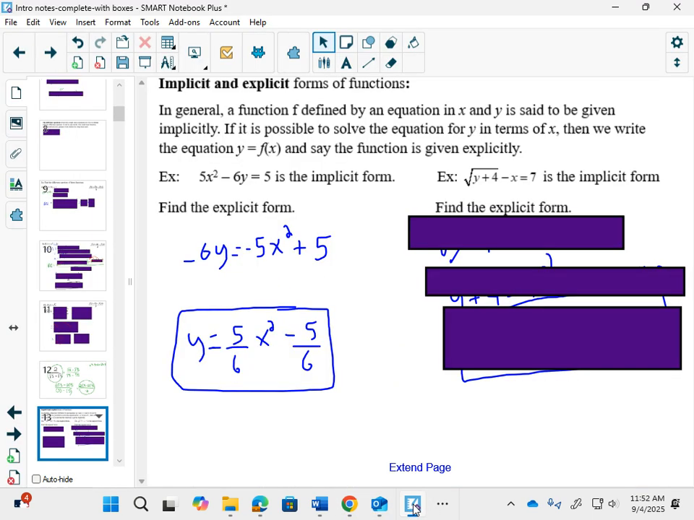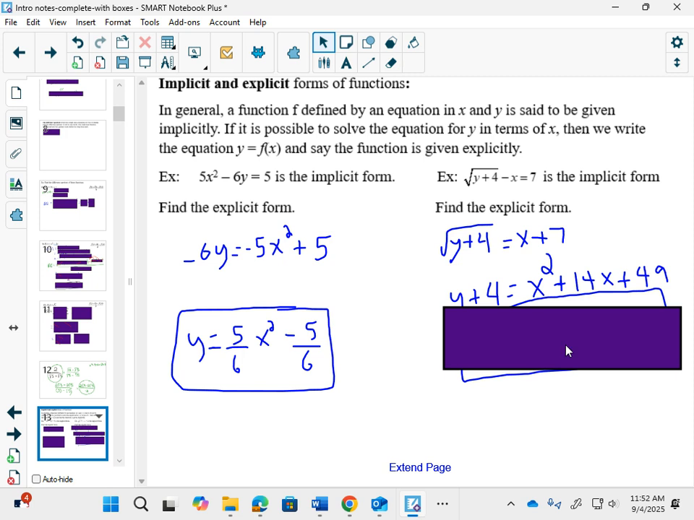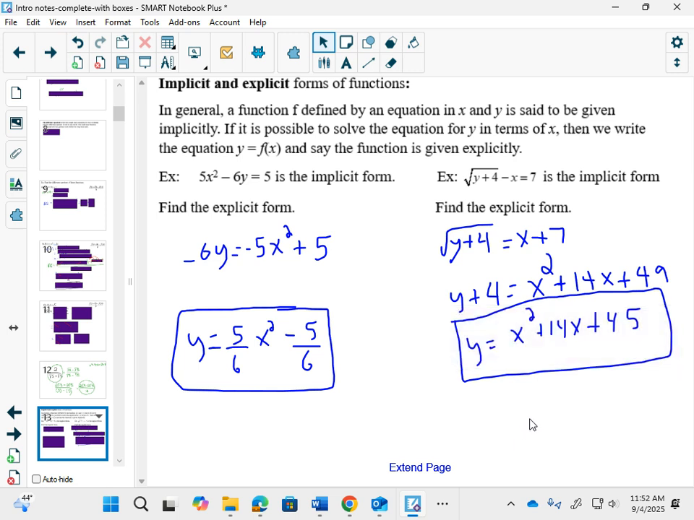Okay, well, that's not the right button. Here we go. This one too, if you wanted the explicit form to get the y all by itself, first of all, I'd have to get the square root by itself. And then I'd have to square both sides to get rid of the square root. And then finally, I could get y by itself. And y is equal to x squared plus 14x plus 45.